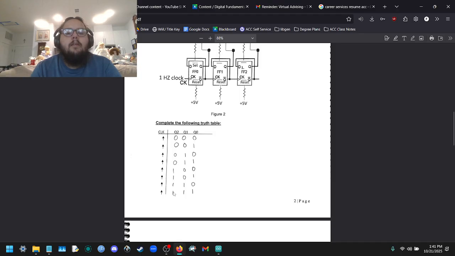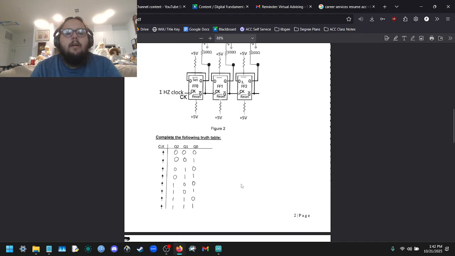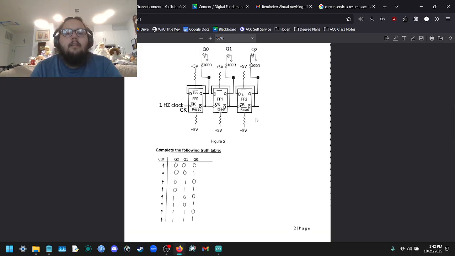And this is the truth table that should show the corresponding outputs, and how they should be seen in the LED. So this is 0, 1, 2, 3, 4, 5, 6, and 7, and then we'll cycle all the way back to 0. For 0, all of the LEDs should be off. For 1, only the Q0 LED should be on. For 2, only the Q1 LED should be on.